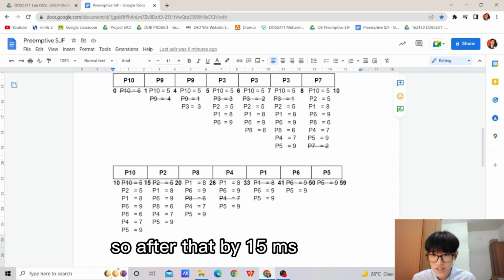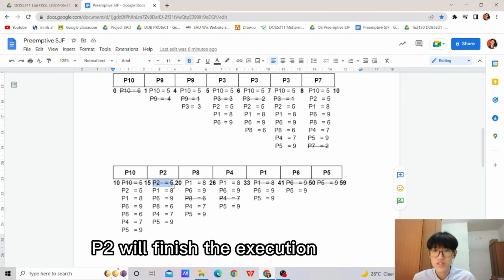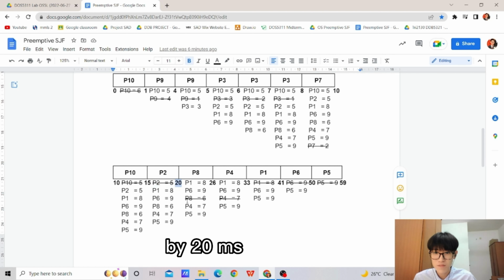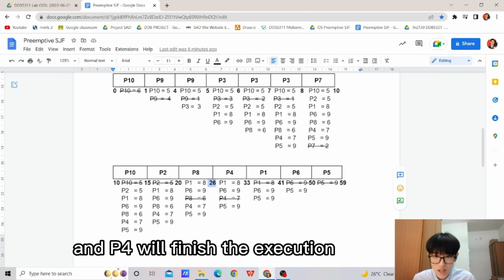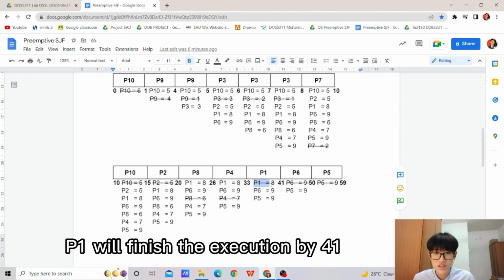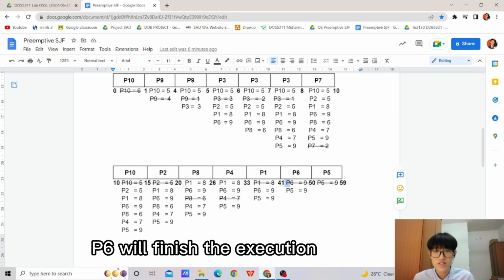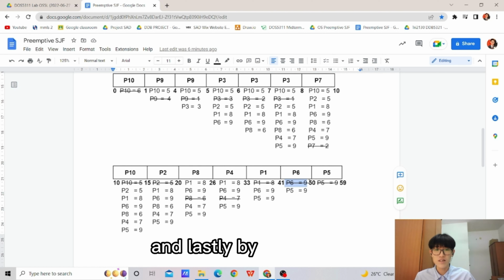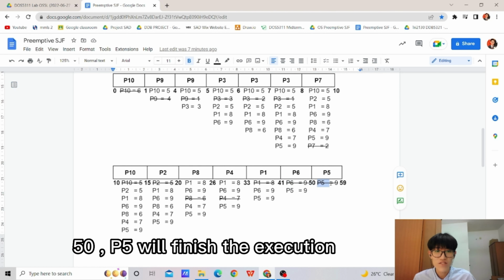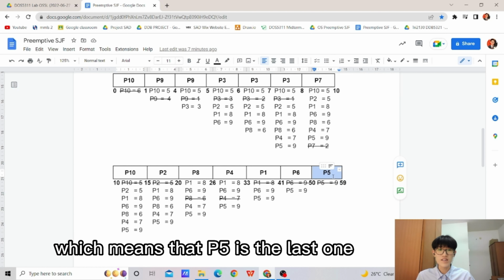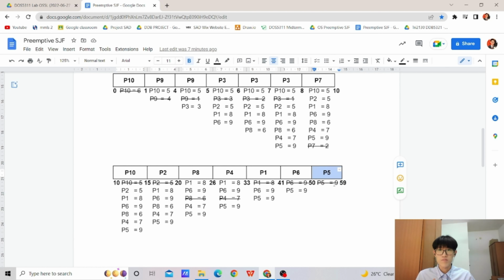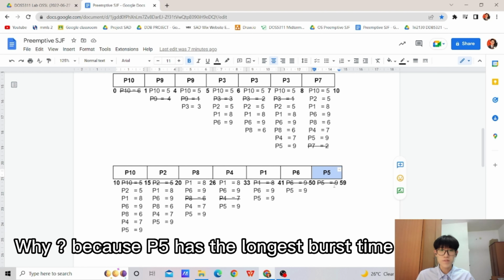After that, by 15 milliseconds, P2 will finish the execution. By 20 milliseconds, P8 will finish the execution. By 26, P4 will finish the execution, and by 33, P1 will finish the execution. By 41, P6 will finish the execution, and lastly by 50, P5 will finish the execution, and the final result will be 59, which means that P5 is the last process to be executed. Why? Because P5 has the longest burst time.